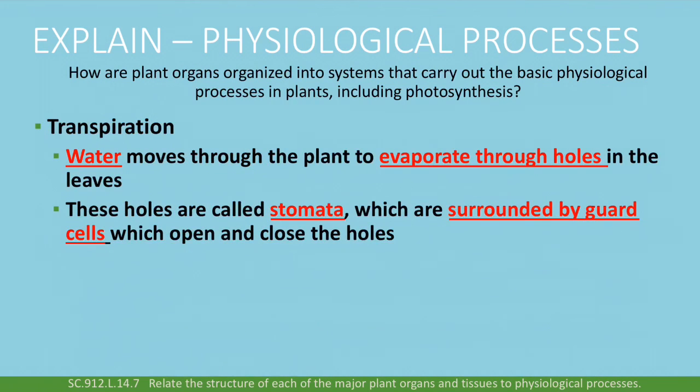Next up, we have transpiration. Water moves through the plant to evaporate through holes in the leaves. These holes are called stomata, which are surrounded by guard cells, which open and close the holes.